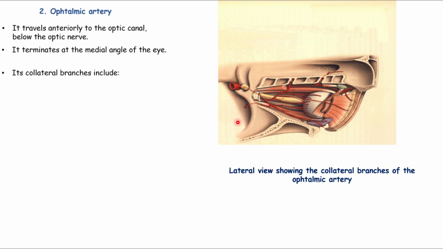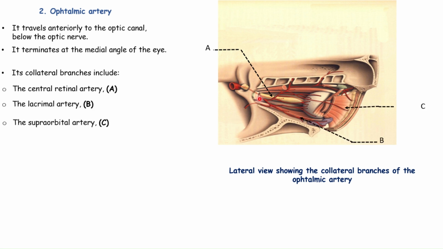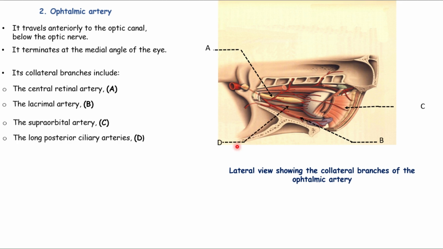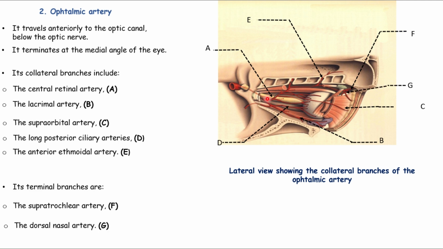The collateral branches of the ophthalmic artery include the central retinal artery, the lacrimal artery, the supraorbital artery, the long posterior ciliary arteries, and the anterior ethmoidal artery. And its terminal branches are the supratrochlear artery and the dorsal nasal artery.